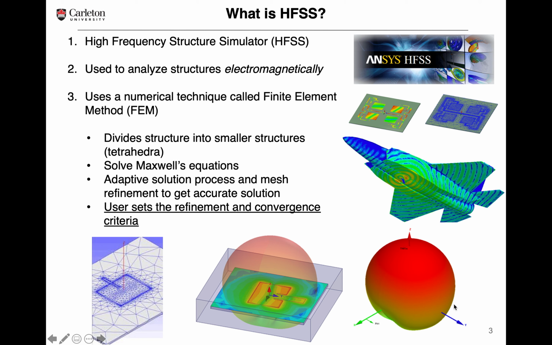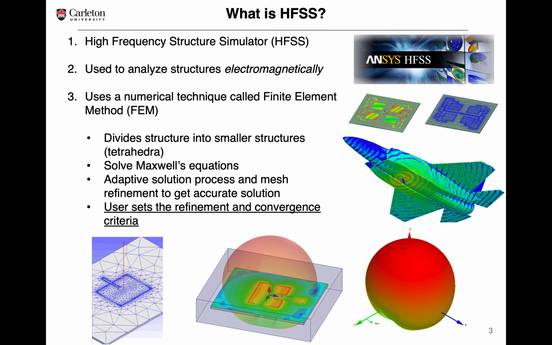All right, so the software that we're going to use a lot this semester is HFSS, and it stands for High Frequency Structure Simulator. It's used to analyze structures from an electromagnetic point of view. So for example, you can analyze antennas or the radar cross-section of aircrafts and transmission lines.